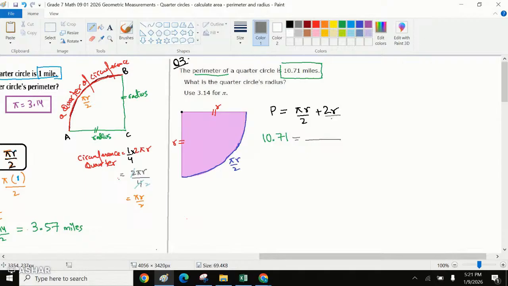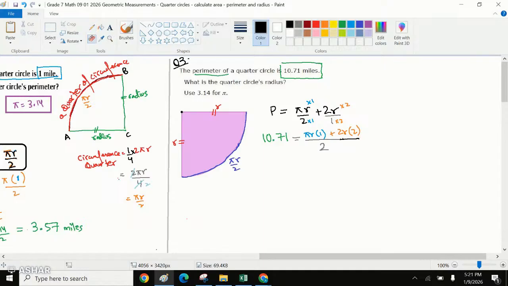This is 2r upon 1. Can we find the least common multiple? It comes out to be 2. That means 2 multiplied by 1 multiplied by 1, that is pi r multiplied by 1. We are trying to make it a single fraction. This is multiplied by 2 multiplied by 2. So can we say 2r multiplied by 2?